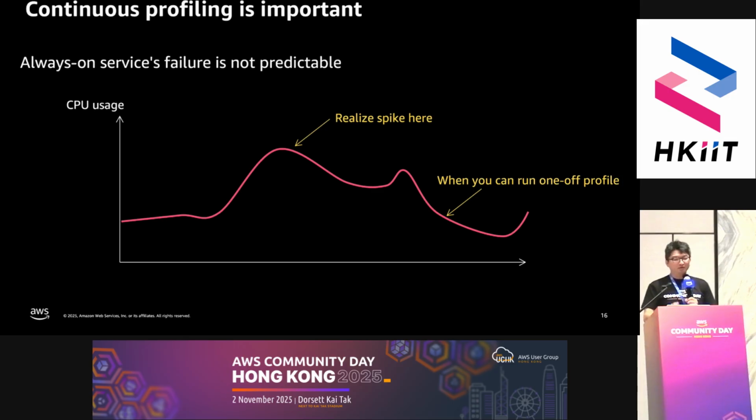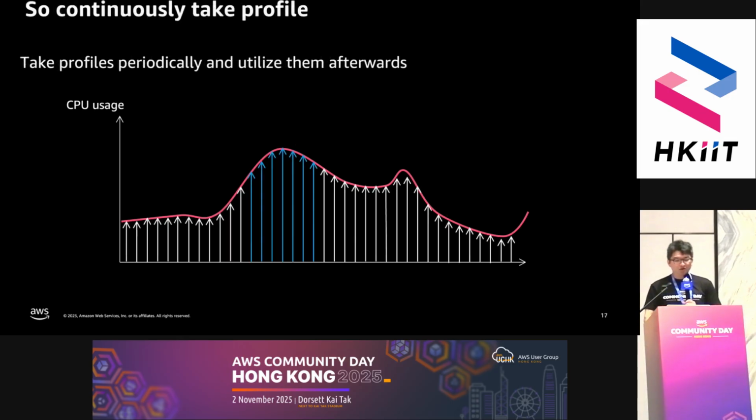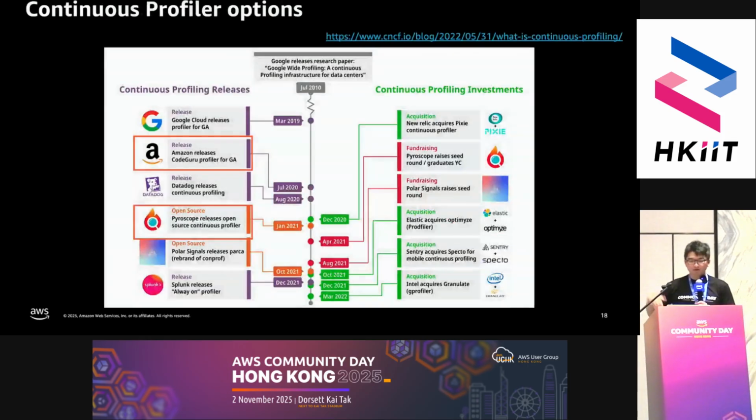So the solution that a continuous profiler provides is to take periodic profile data. For example, you can take 10 seconds of profile data every 5 minutes. And then those profile data can be stored outside of the program, like in Amazon S3 and so on. And if you realize there was a spike, then you can utilize those stored profile data to investigate the issue. So that's how the continuous profiler works.